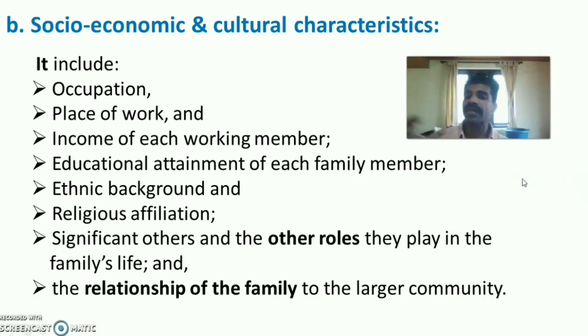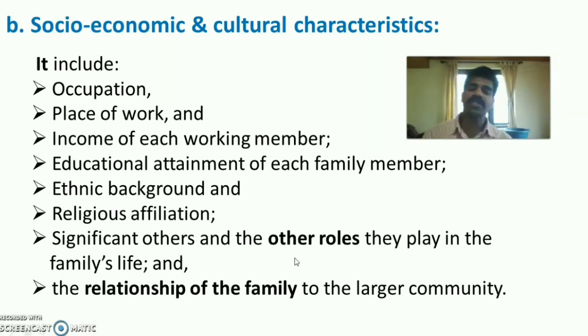Then the second type of data is related to socio-economic background and the cultural characteristics of the family, which includes occupation of the family members, place of their work, income of each working member of the family, educational status of each family member, that is educational attainment, ethnic background of the family members, religious background of the family members, religious practice of the family members, then significant other people related to the family and other roles the family members play in the family life.